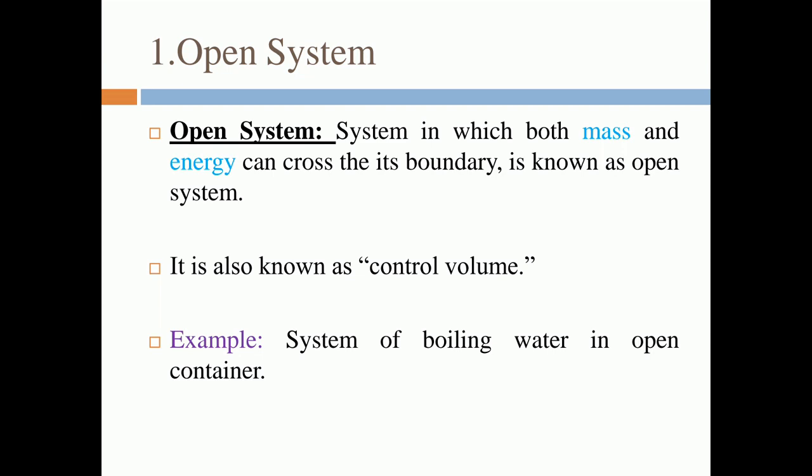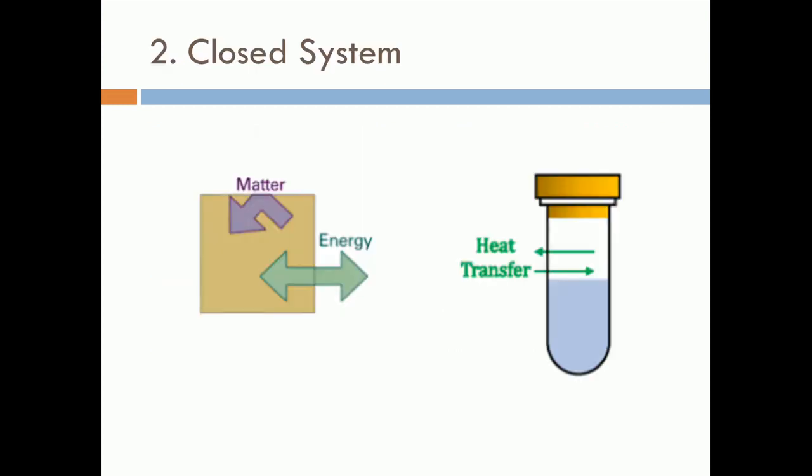So open system is what? The system in which both mass and energy can cross its boundary is known as open system. It is also known as control volume. Now example, system of boiling water in open container is known as open system. Now closed system. So in the closed, as the name suggests, in that case mass cannot cross the boundary.